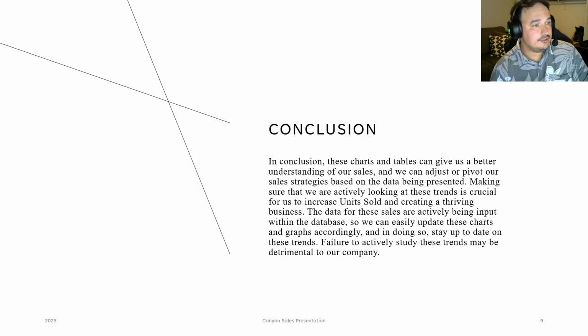So just as a conclusion here, these charts and tables can give us a better understanding of our sales. We can adjust or pivot our sales strategies based on the data being presented, making sure that we are actively looking at these trends, and it's very crucial in doing so. Viewing these sales trends will definitely help us increase our units sold. It will help create a thriving business.